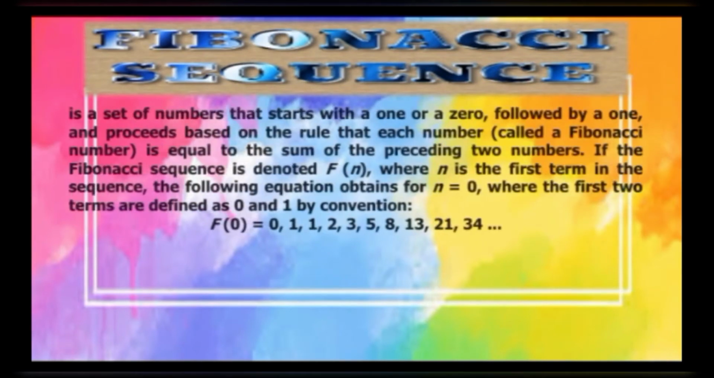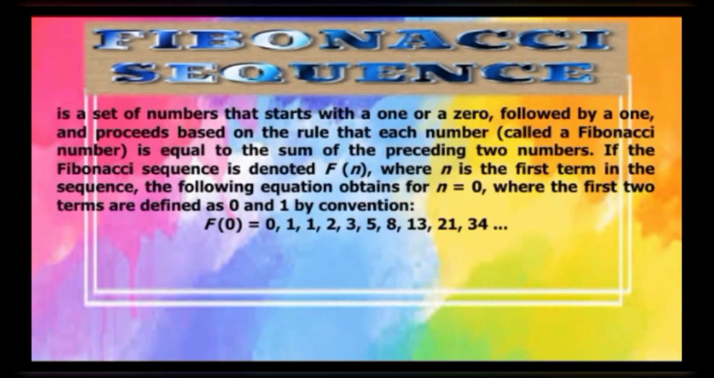The Fibonacci sequence is a set of numbers that start with 1 or a 0, followed by a 1, and proceeds based on the rule that each number, called a Fibonacci number, is equal to the sum of the preceding two numbers. If the Fibonacci sequence is denoted Fn, where n is the first term in the sequence, the following equation obtains for n equals 0, where the first two terms are defined as 0 and 1 by convention.